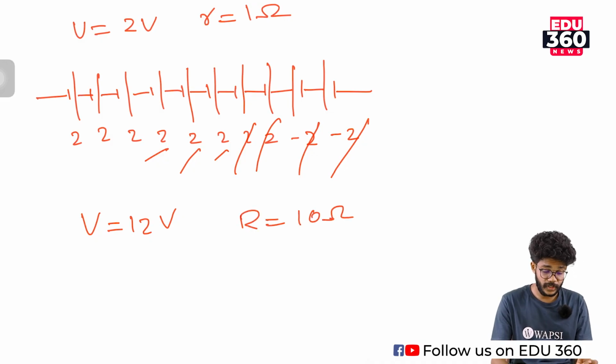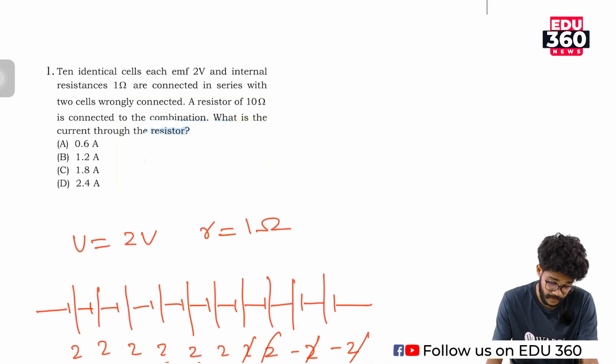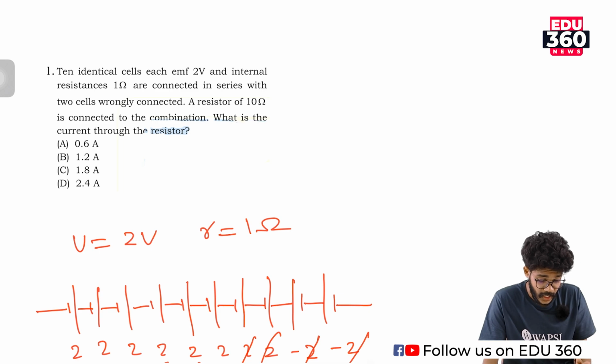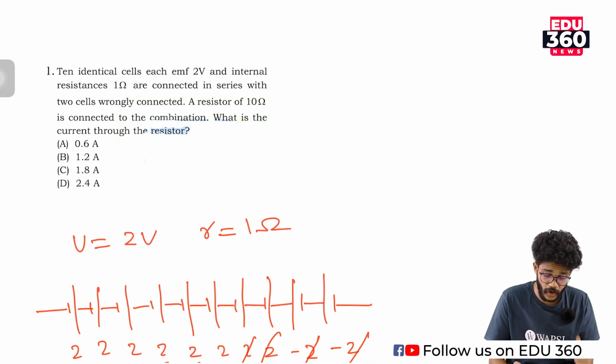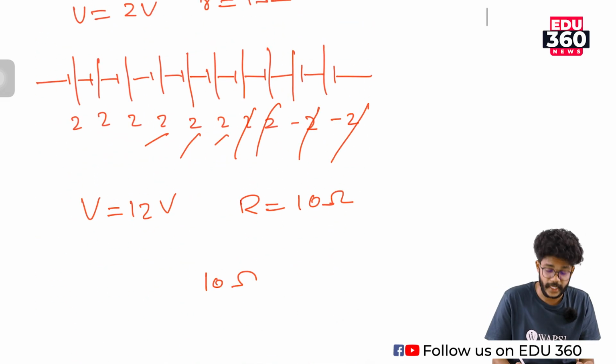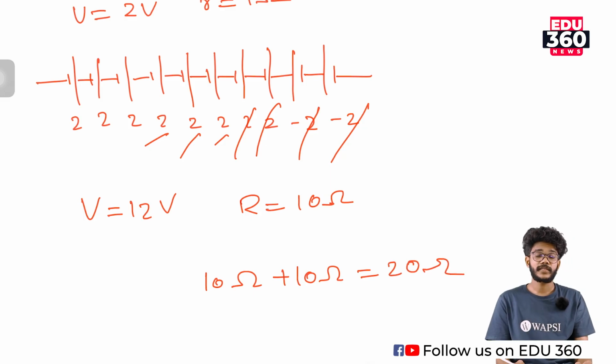Then read the question. And a resistor of 10 ohm is connected to the combination. That means a 10 ohm resistor is connected in series. So 10 ohm and 10 ohm are in series, and the total 10 ohm plus 10 ohm gives 20 ohm resistance.